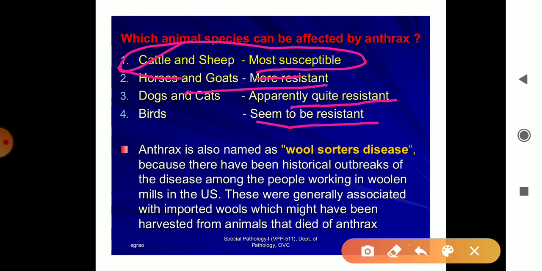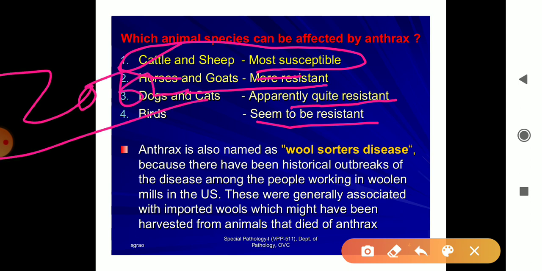People working in the sheep industry, the manufacturing of wool, or the processing of sheep meat often get this disease as it is zoonotic in nature, meaning the disease is transmitted from animal to human and human to animal. So it is an amphixenosis process. In the US, the people working in the wool industry are generally associated with imported wools which might have been harvested from animals that died of anthrax.